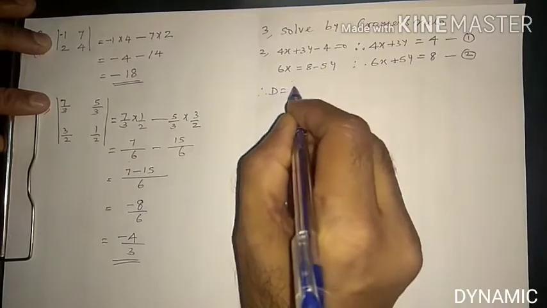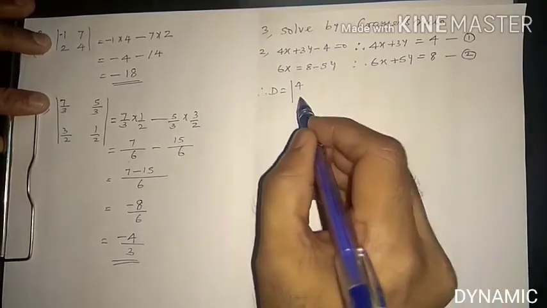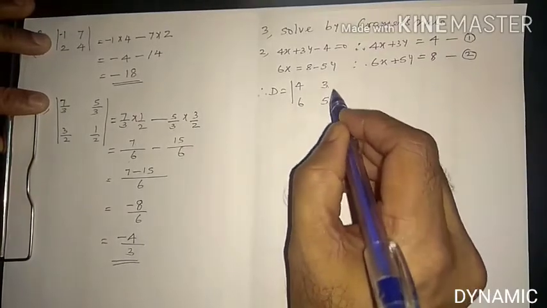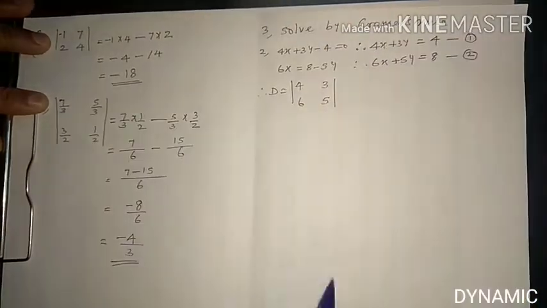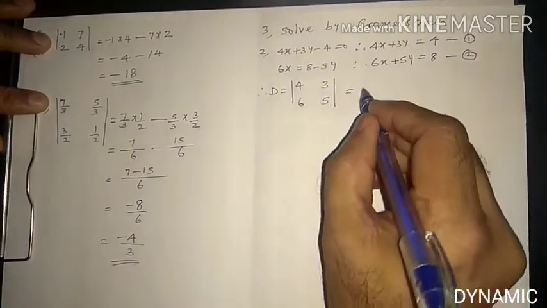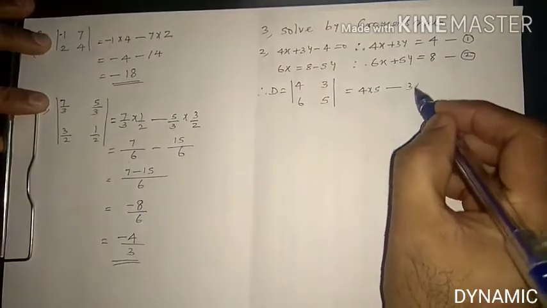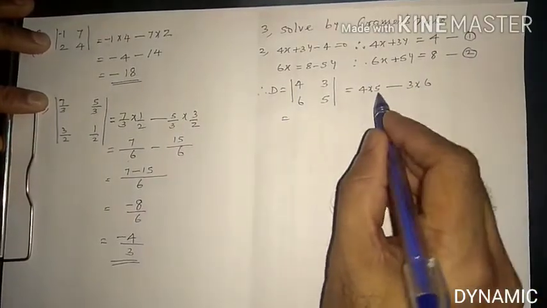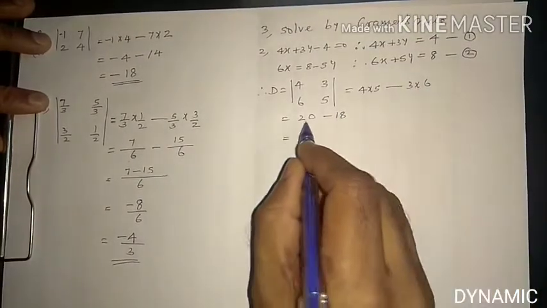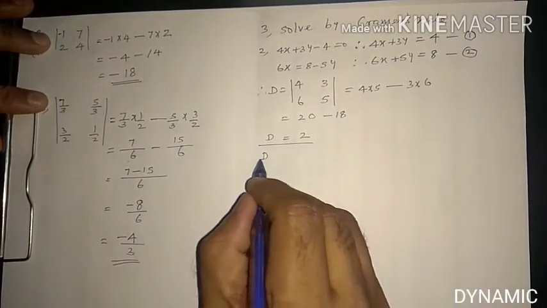Therefore, D is equal to x coefficients one below the other, 4, 6. Y coefficients 3 and 5. We expand this. This is equal to 4 into 5 minus 3 into 6. 4 5s are 20 minus 3 6s are 18. 20 minus 18 is 2. This is D. Now we want dx.